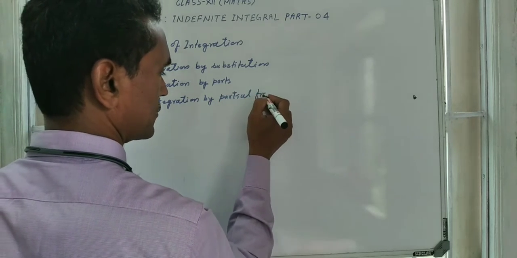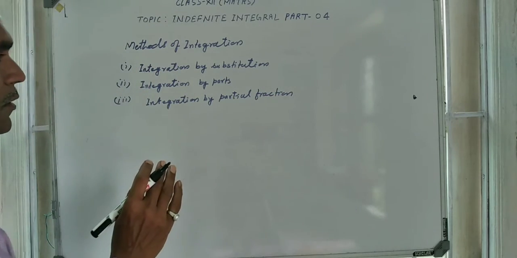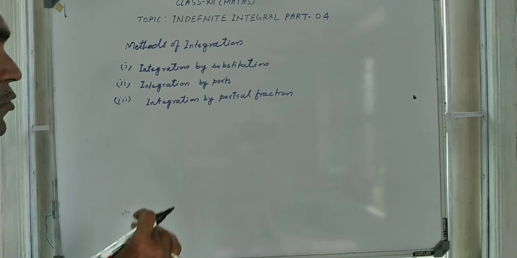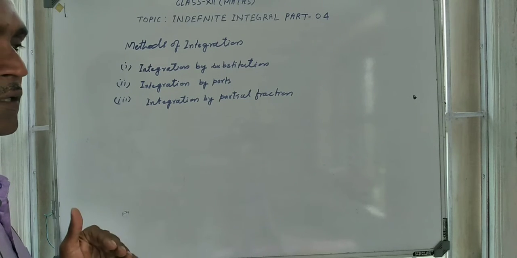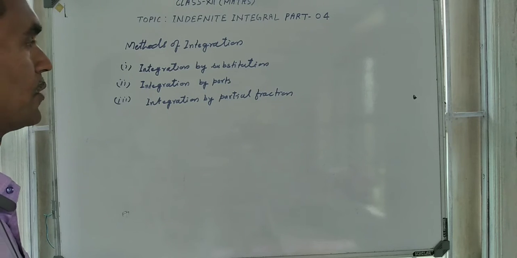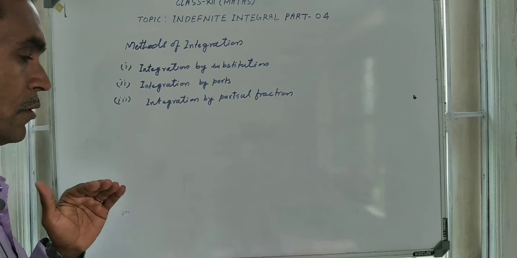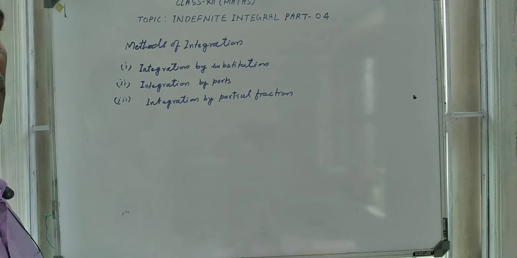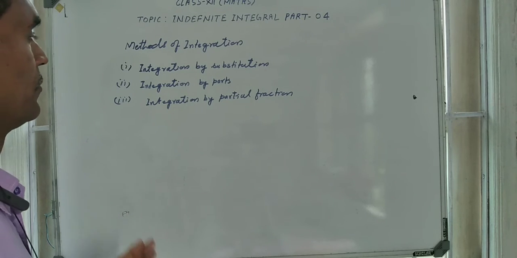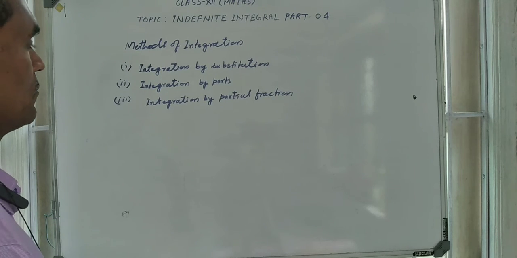Partial fraction. Partial fraction we apply in a rational function whose numerator and denominator are polynomial, and integration by parts we apply for finding the integral of product of any two functions, and substitution we use to find the integral of a function which cannot be evaluated directly. So we have to reduce the given function into standard form. So let us see one by one.